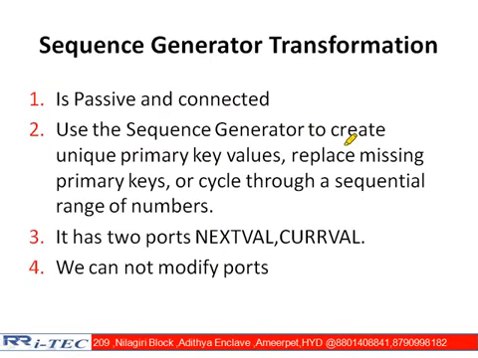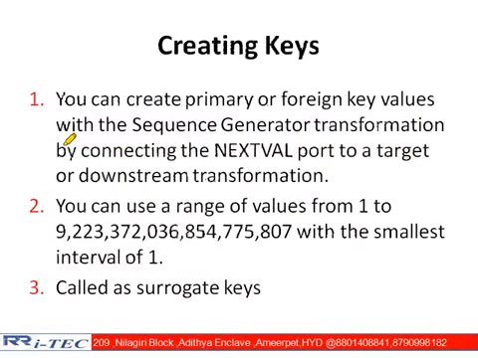Replace any missing values or missing primary keys, or cycle through a sequential range of numbers. So these are the three main purposes we have for the sequence generator. Number one is generating unique primary keys. This is the major activity we are going to do.